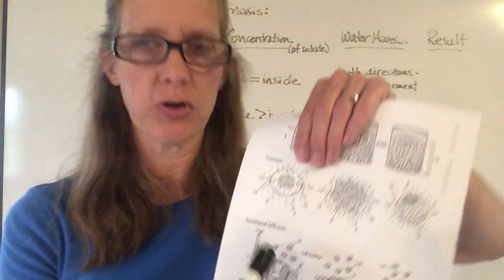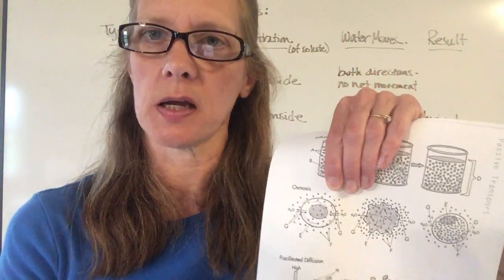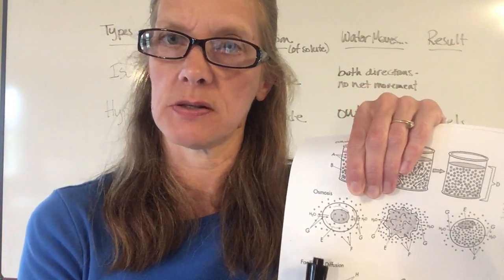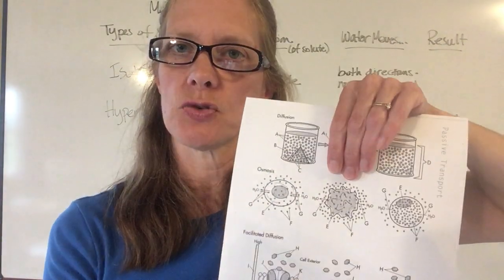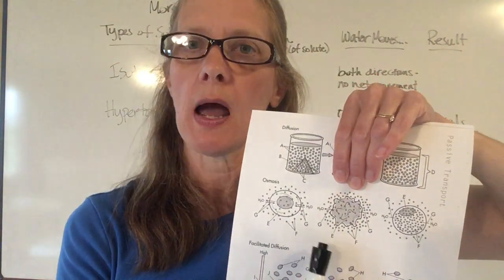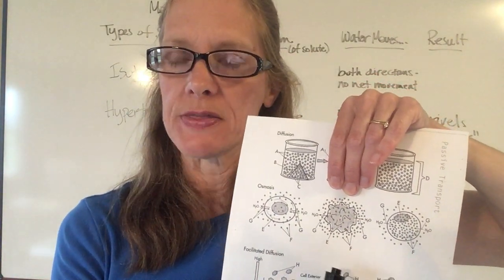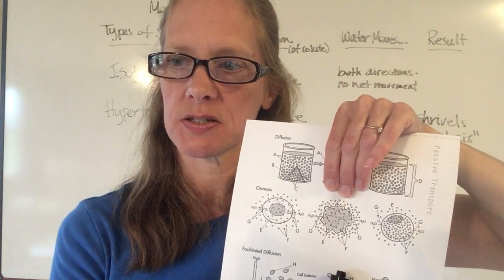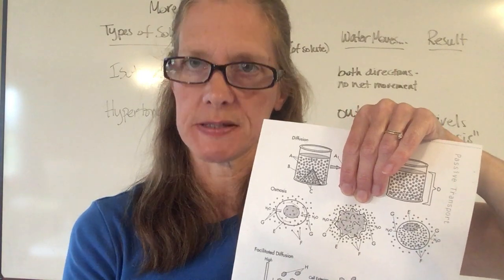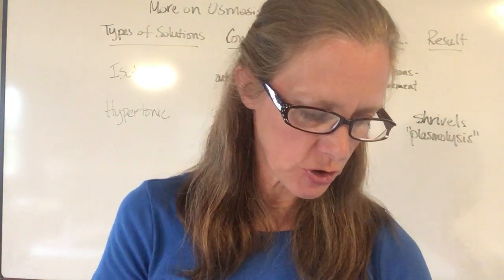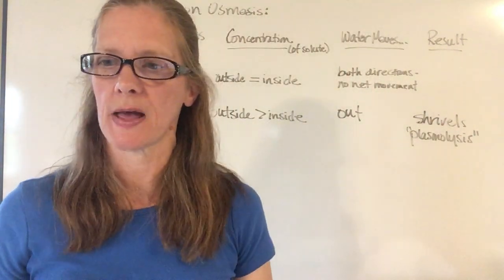Okay, so what I want you to do before we go any further here is take your pencil, and under this first picture I want you to write isotonic, because this cell is in an isotonic solution, water's moving equally. And then under the second cell I want you to write hypertonic, and then I want you to write plasmolysis. So write hypertonic and then write plasmolysis, so that you have a picture in your head of what that process looks like.